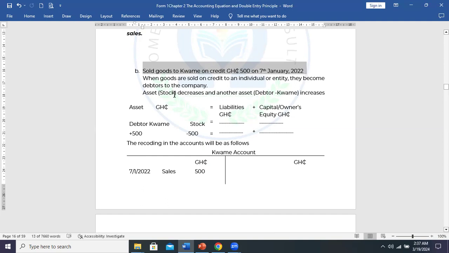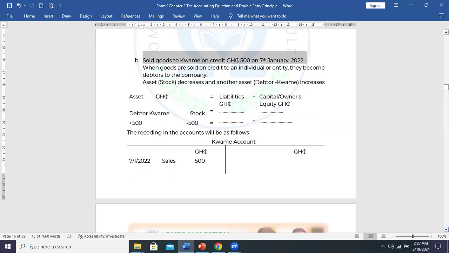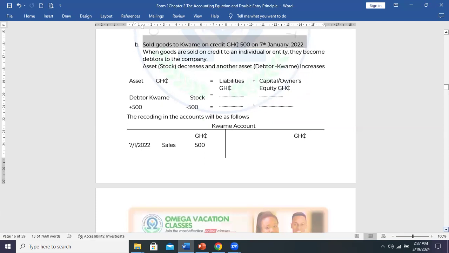So asset stock will decrease, but we are getting a debtor. And a debtor is an asset. So a debtor asset will also increase. But in terms of the account, you open the sales account and Kwame's account, who is the debtor. And like I said, when the name of the debtor is given, use the name of the debtor. So in this case, Kwame account. So we are going to debit Kwame. Why? Because the debtor, which is an asset, is increasing.